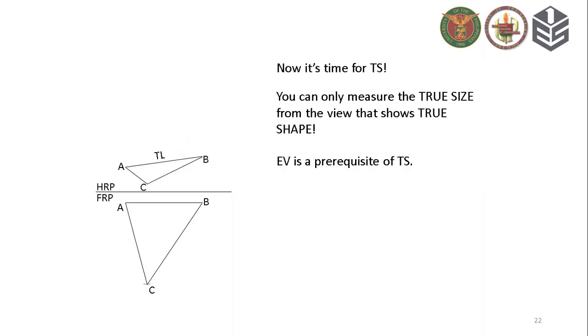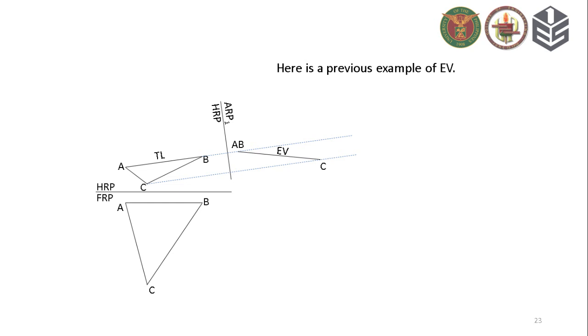Now it's time for TS. If you are asked to determine the dimensions of the plane, you have to look for its true size. The view showing the true size gives the measurement of the plane. Before you can draw the TS, you must first have a view showing the edge view of the plane. Here is the EV we obtained earlier.